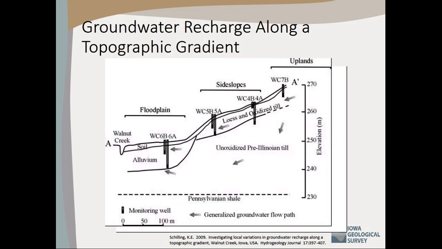But in this case, we had the typical stratigraphy that folks who have moved off the Des Moines lobe here at Iowa State University would see, in which we have a loess and oxidized glacial till over a hill slope largely composed of unoxidized pre-Illinoian till. We have upland, side slopes, and a floodplain with wells associated with that transect. Groundwater flow, of course, is down gradient, downhill, following that topography.